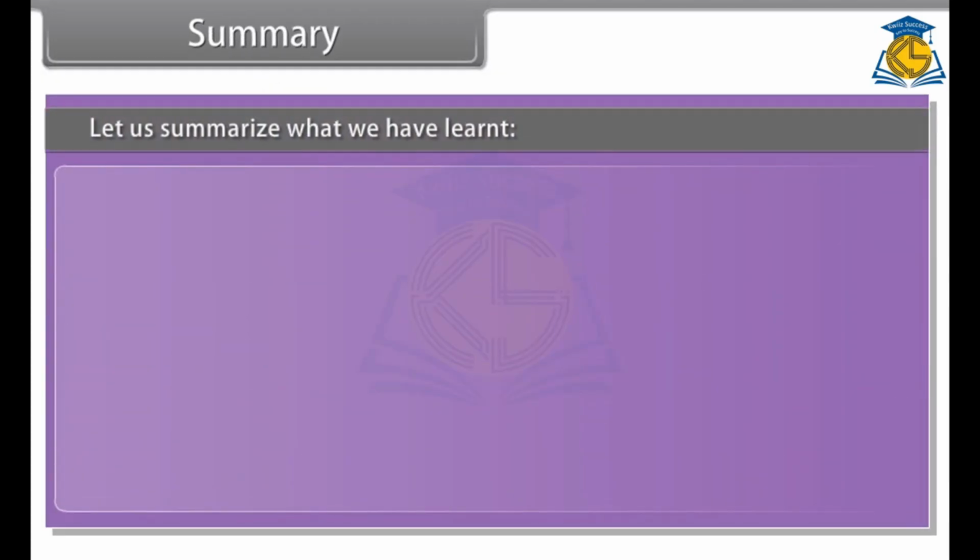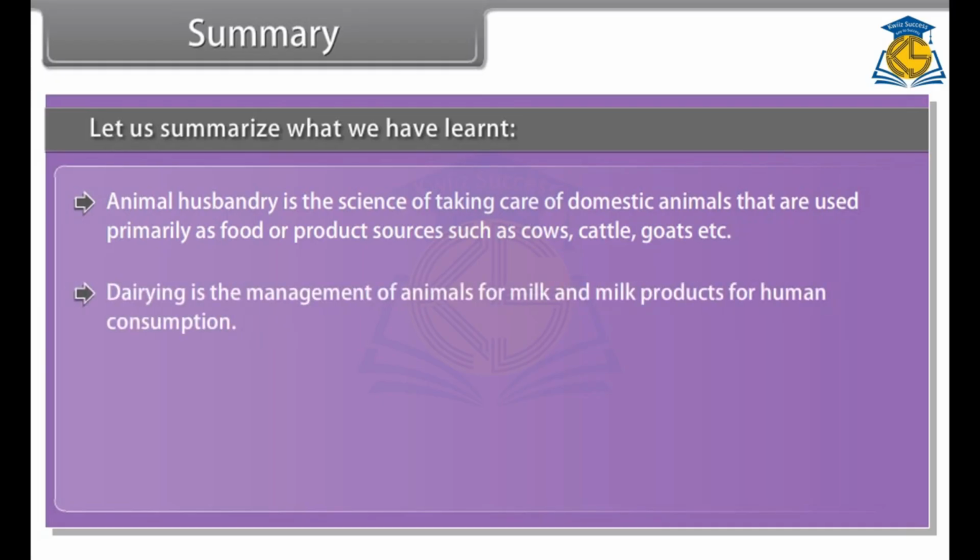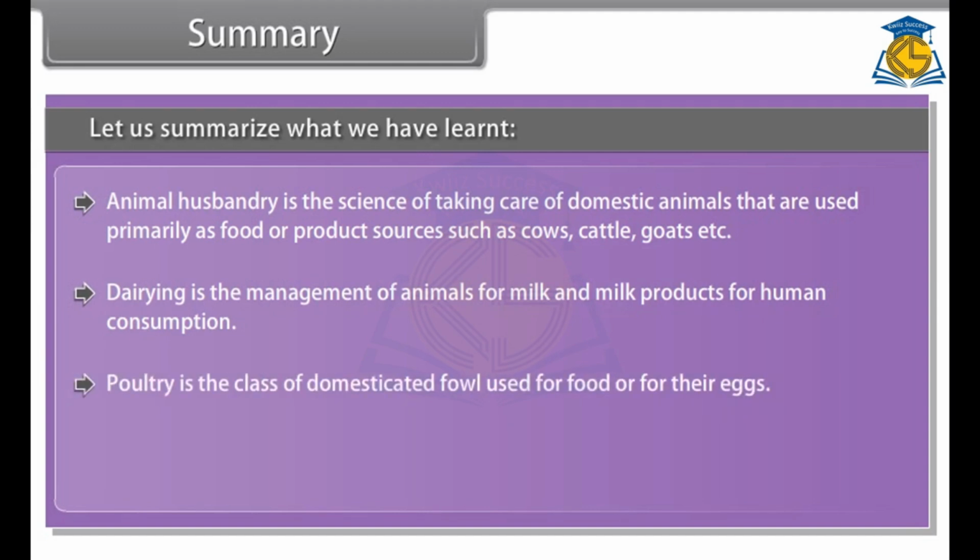Summary. Let us summarize what we have learned. Animal husbandry is the science of taking care of domestic animals that are used primarily as food or product sources such as cows, cattle, goats, etc. Dairying is the management of animals for milk and milk products for human consumption. Poultry is the class of domesticated fowl used for food or for their eggs.